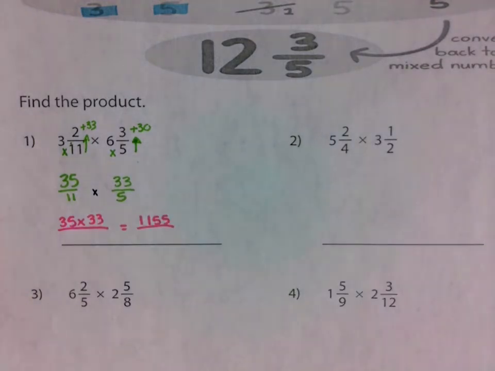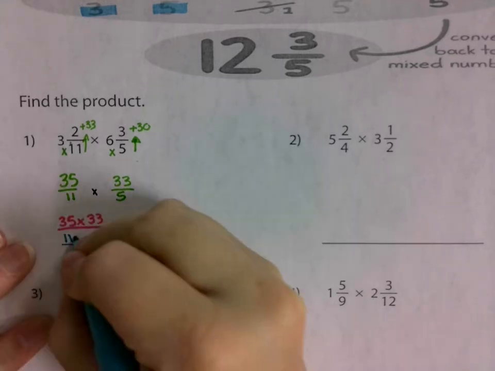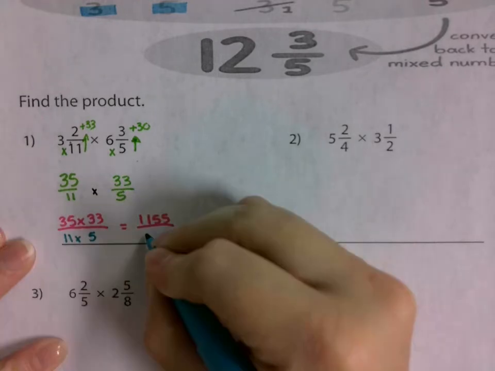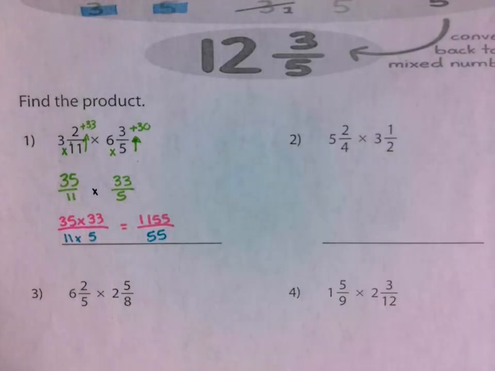For your denominator, you're going to do 11 times 5. 11 times 5 comes out to 55. And then you would just simplify it. So you would have 1,155 over 55. And that's going to simplify out to 21 over 1. Or just 21.